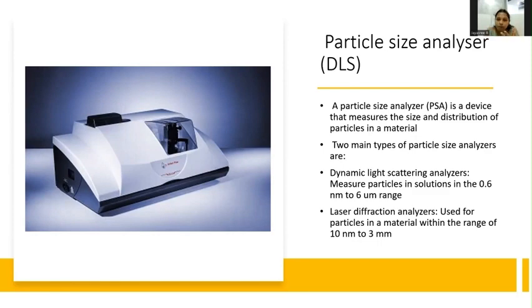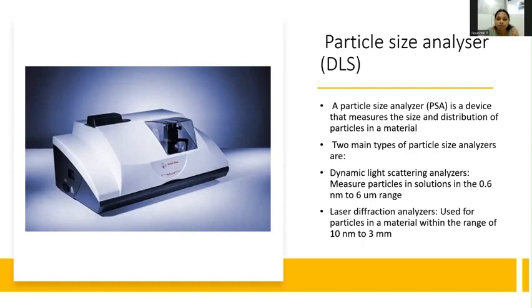There are two types of particle size analyzer. One is the dynamic light scattering method, also called DLS. In this method, the apparatus uses the Brownian motion of the nanoparticle. You know what Brownian motion is, right? You all must have learned it in your schools.